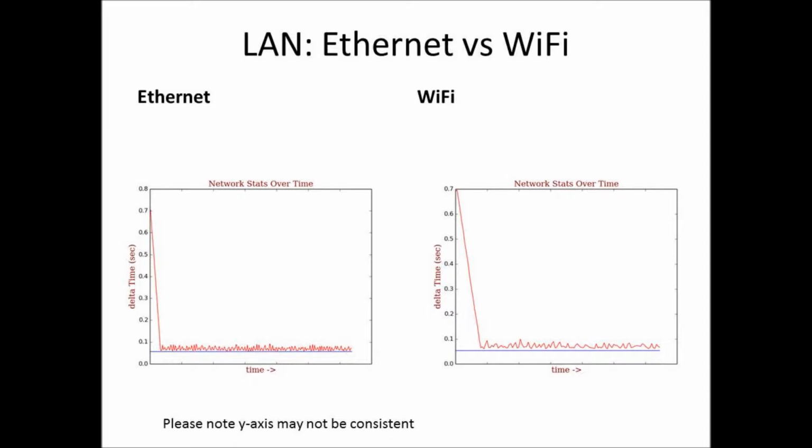The key thing to notice here is the difference between the Ethernet on the left and Wi-Fi on the right. It is clear that with Ethernet, the variance in RTTs is much lower, as would be expected.